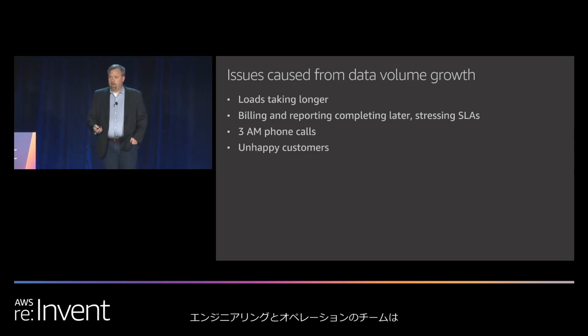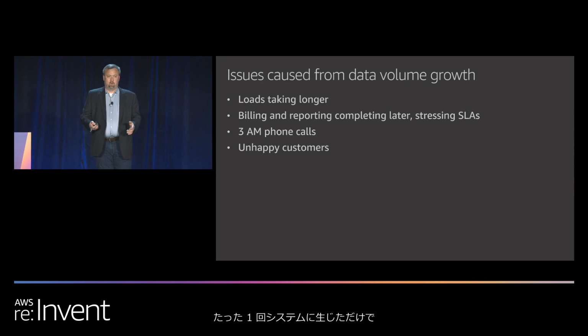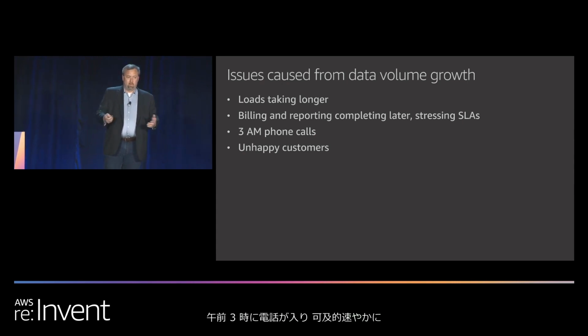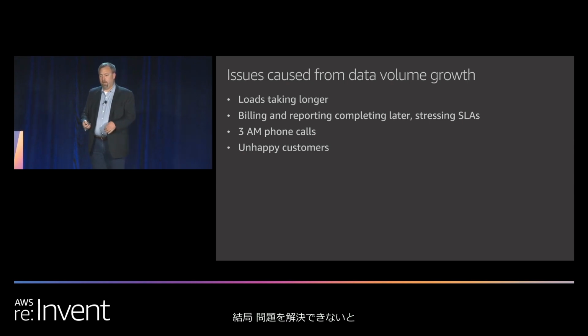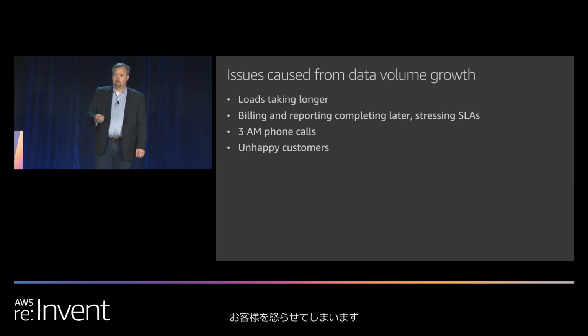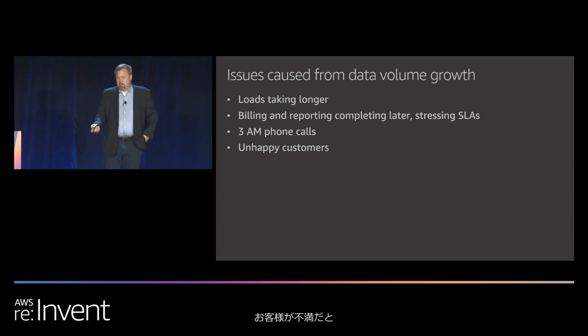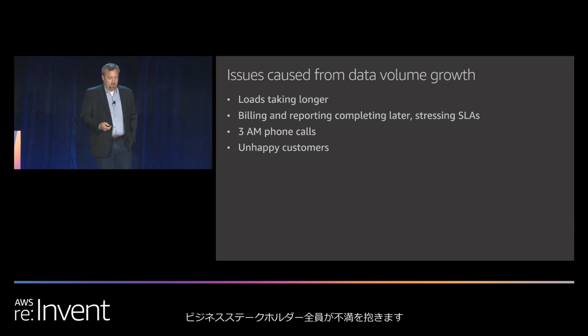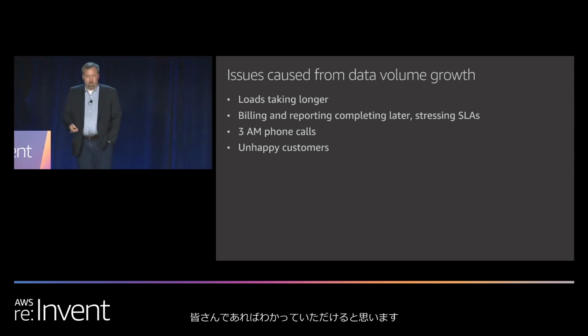Because of the sensitivity around those SLAs, our development team and operations teams were on edge. Any little hiccup in the system would result in 3 a.m. phone calls, everybody getting on board trying to fix the issues as quickly as possible. And when we didn't succeed in fixing those issues and we breached those SLAs, we ended up with unhappy customers. Our reports were late and they weren't happy. And when customers are unhappy, our business stakeholders are also unhappy. I'm sure you can all relate to that.